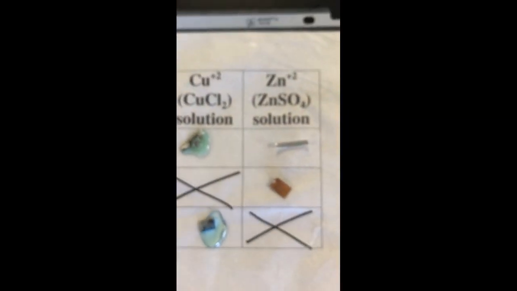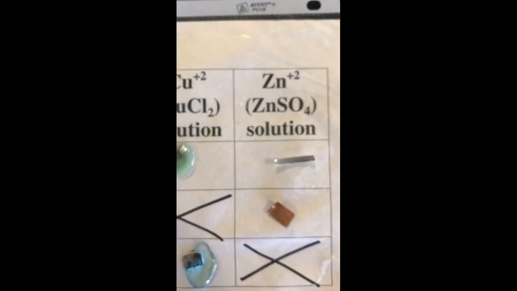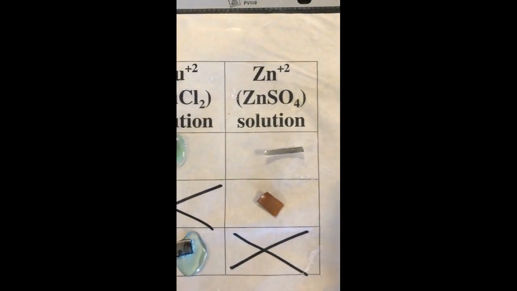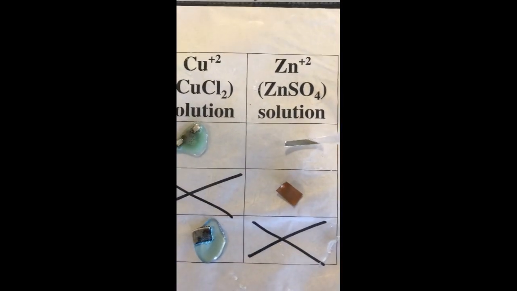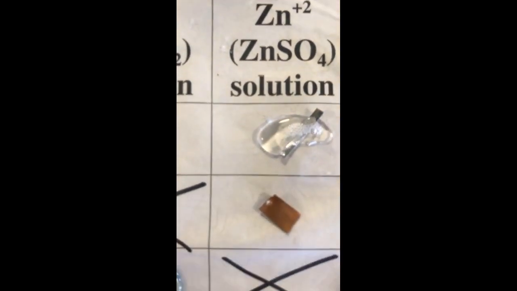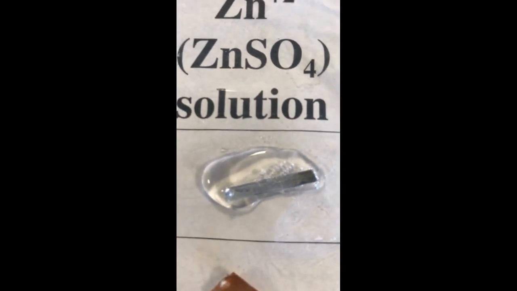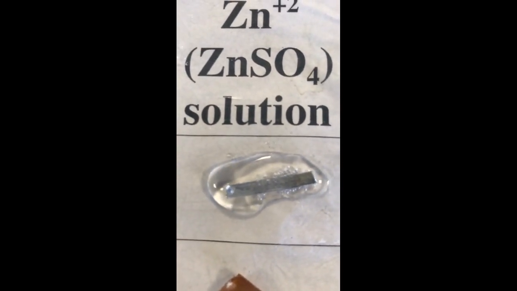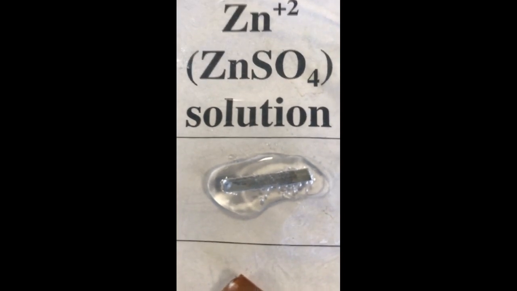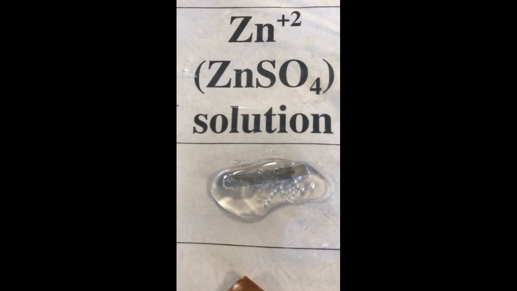Now let's check out this ZnSO4 solution with our magnesium strip. Let's get up close. Oh my goodness. Magnesium, the wildcat here, people. What's going on? Chemical reaction.